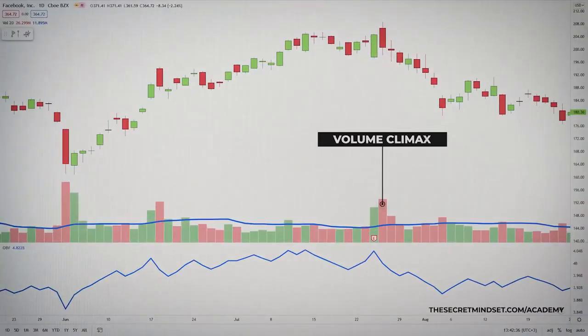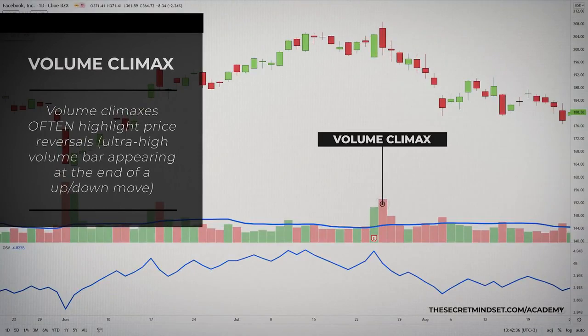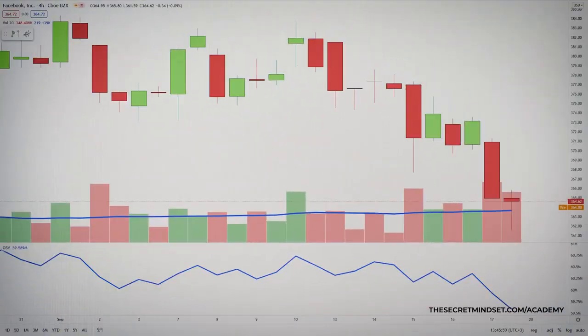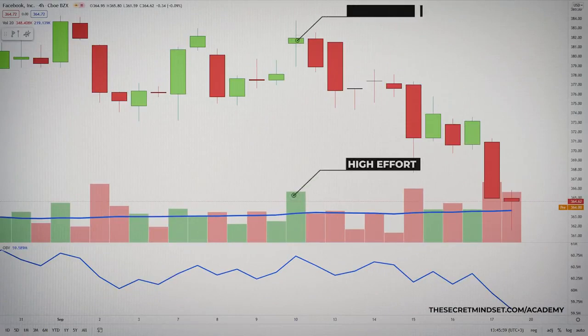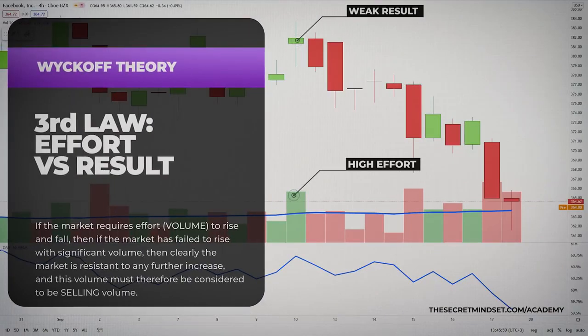If we see the following in an uptrend, with an ultra-high volume bar appearing, then this is a signal that the trend is about to reverse, as volume climaxes often highlight price reversals. This is particularly true if the extreme volume is associated with no equivalent reaction in the price. According to Wyckoff's third law, if the market requires effort, meaning volume, to rise and fall, then if the market has failed to rise with significant volume, then clearly the market is resistant to any further increase, and this volume must therefore be considered to be selling volume. If it were buying volume, then the market would have risen strongly.